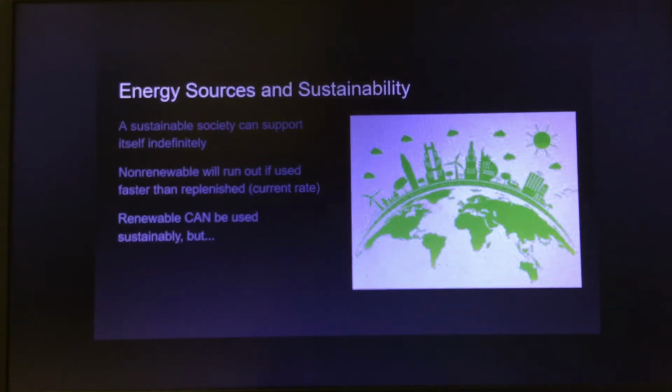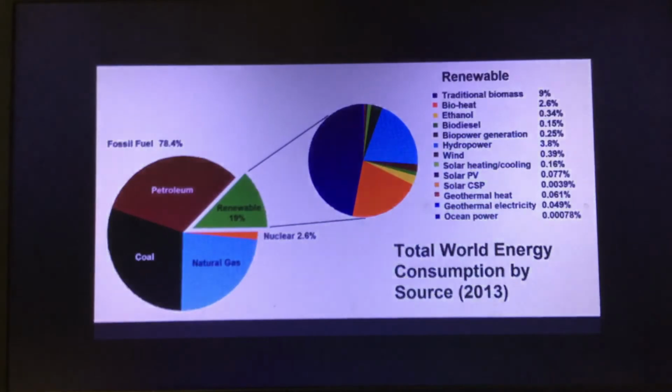However, renewable is, but there's a big but to that, and we'll talk a little bit more about that in coming slides. Renewable is only renewable as long as you're using it at its replenishment rate or less than its replenishment rate. But if we use it faster than that, then it's no longer renewable.